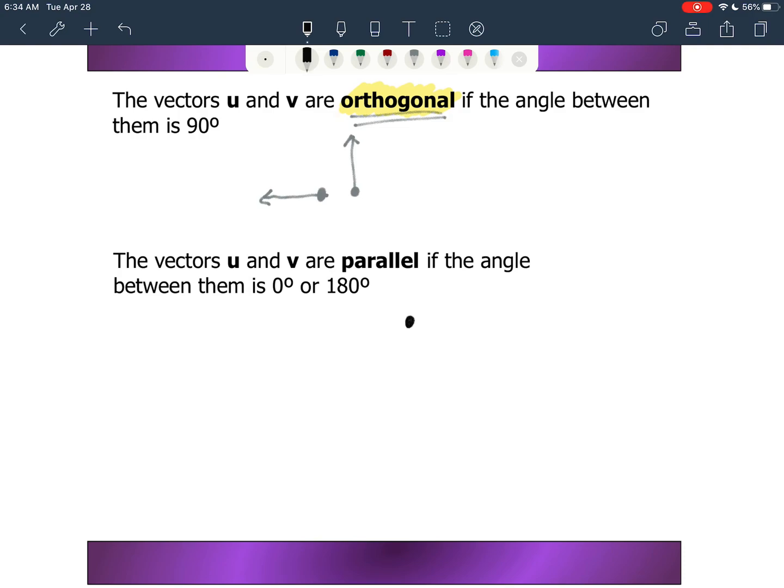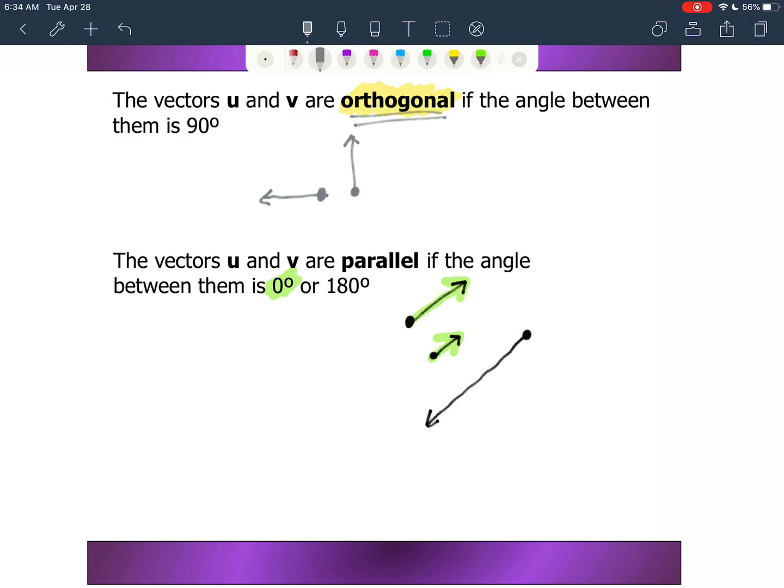Now, vectors are parallel if the angle between them is 0 degrees or 180 degrees. Okay, two of these vectors have an angle between them that is 0 degrees. Going the same direction, the angle between those two vectors will be 0 degrees.